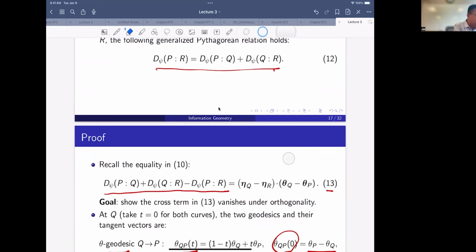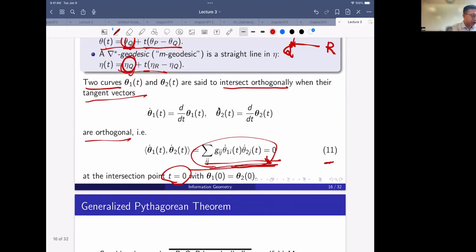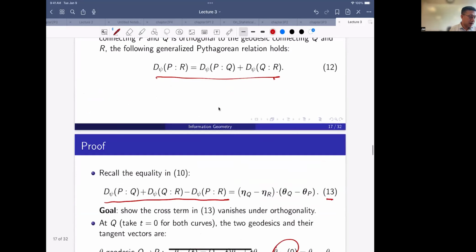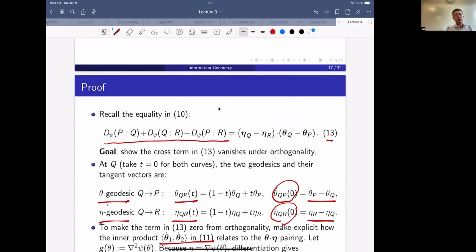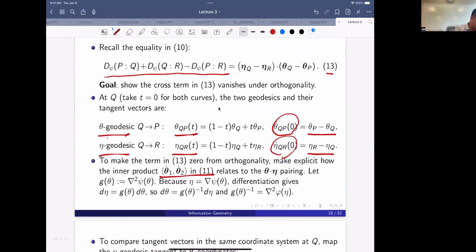So we really want to start with 11. Start with 11, saying that okay, let's assume that this is true, this is 0 at t equals 0. And then see how that can be expressed in terms of our dually flat geodesic coordinate system. It turns out that because of this duality relationship, we can establish this.